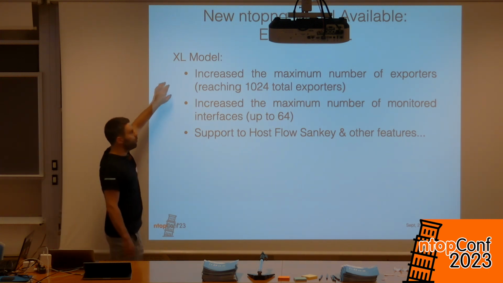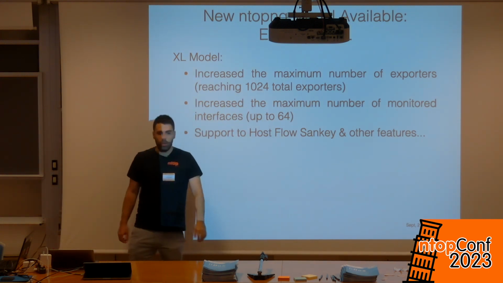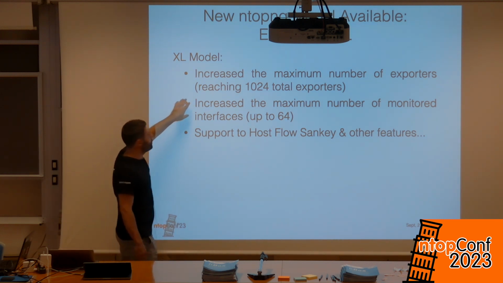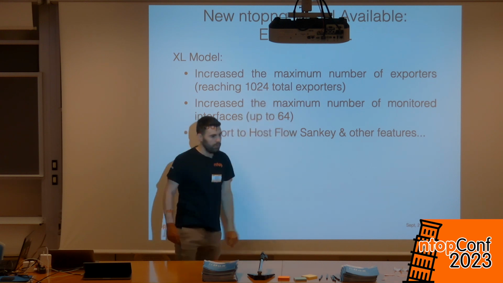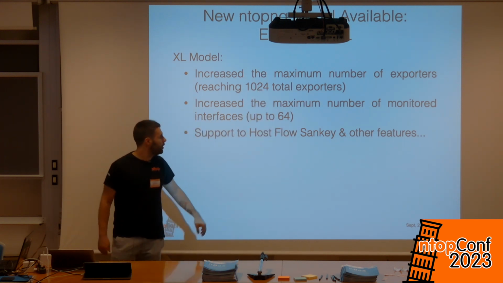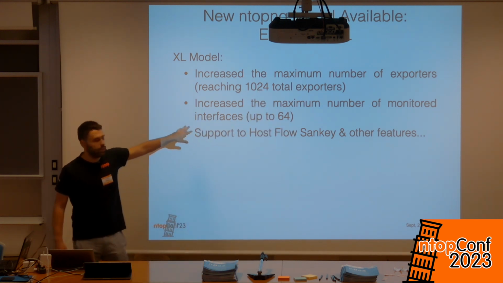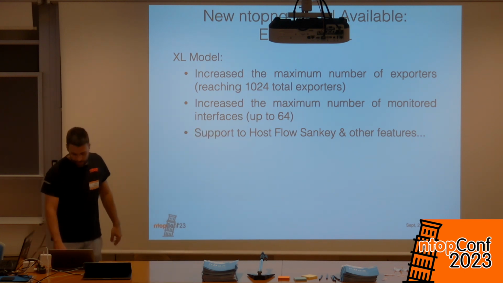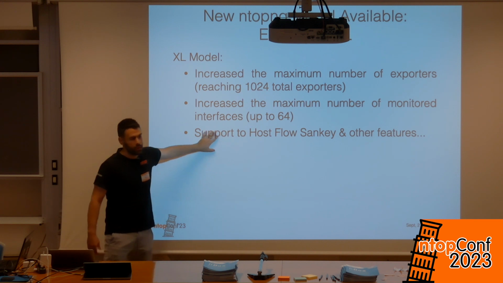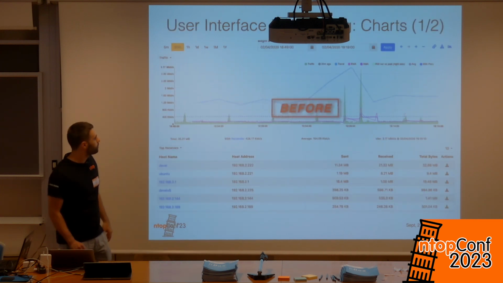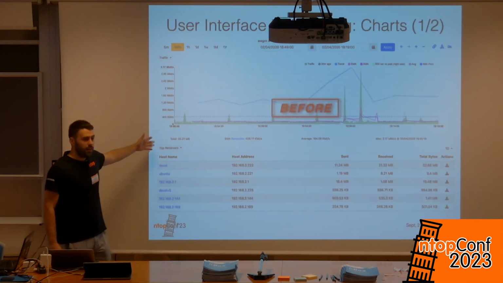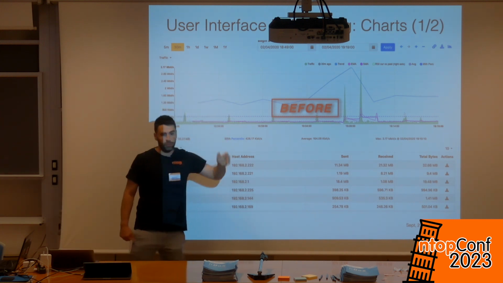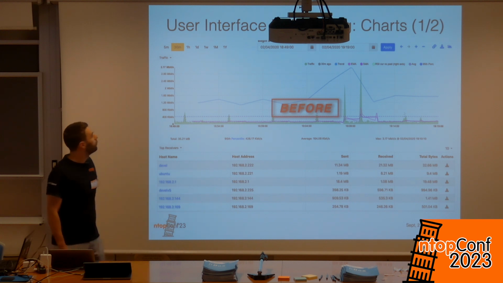First of all, we added the new model, the XL ntopng model. It is able to keep up to 1024 total exporters with a maximum of 64 network interfaces, and obviously cybersecurity and security features. Let's start with the user interface. This was the user interface of 2 years ago, before the refactor.